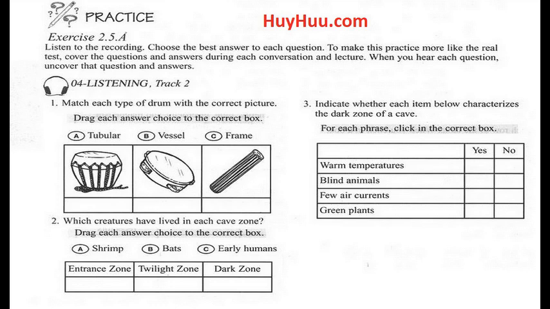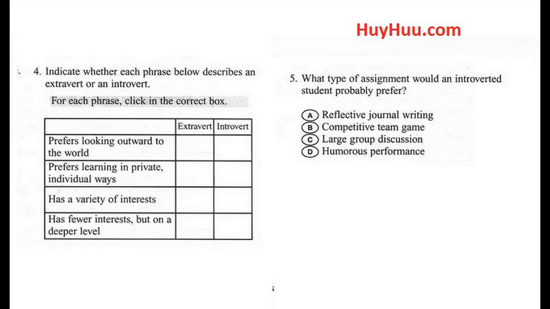Number 3. Indicate whether each item below characterizes the dark zone of a cave. Questions 4 through 5. Listen to a psychology professor talk about personality types. The theory of personality types suggests there are pairs of what are known as type preferences.